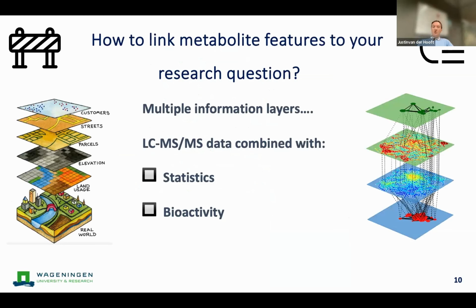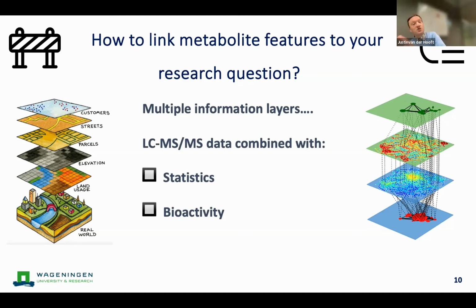So how to link metabolite features to your research question? I think many of you have used Google Maps at least once in your life. And if you remember using that, then maybe you didn't realize, but effectively you're using a multi-layered information source because there's different layers of information that is glued together and that you can scroll through in an interactive way. So the streets, parcels, elevation information, how the land is used, etc. It's all combined in this one view. Of course, it's not the real world, but it's a pretty good approximation of the real world.